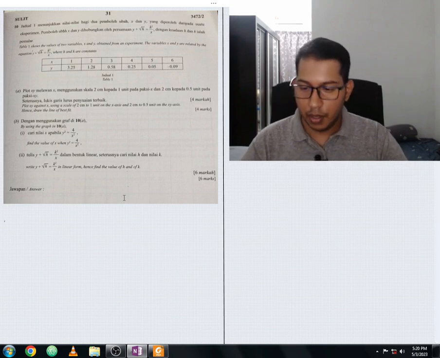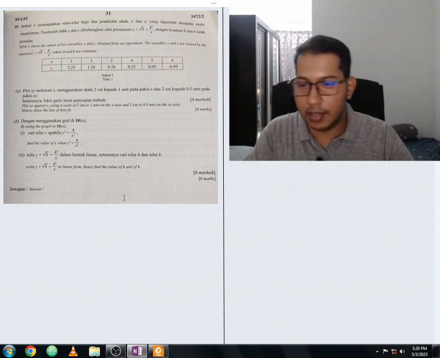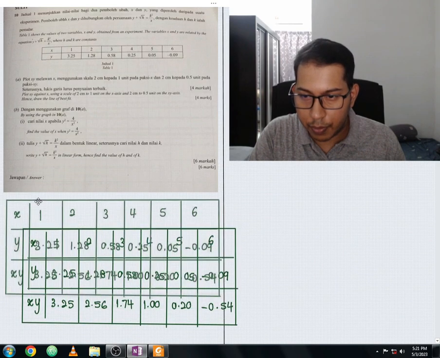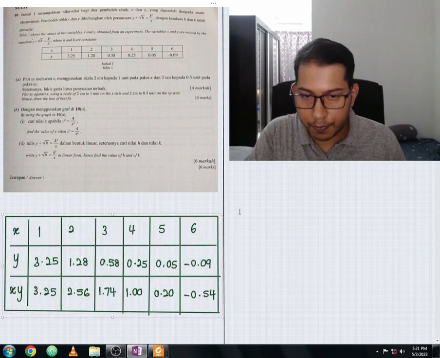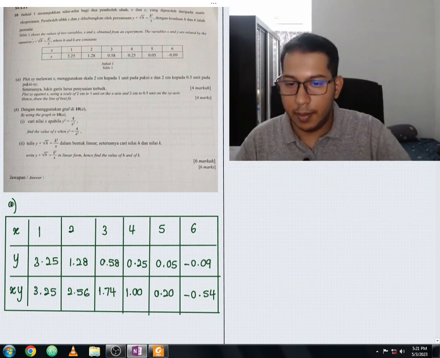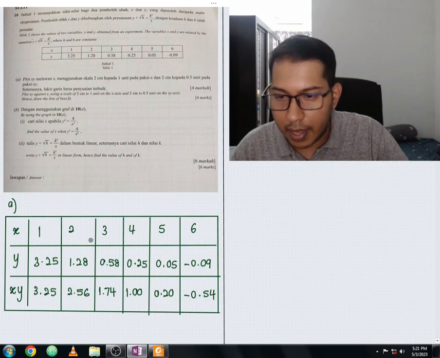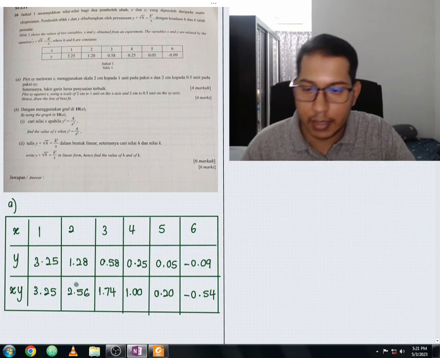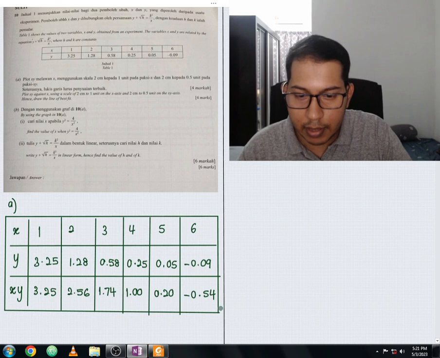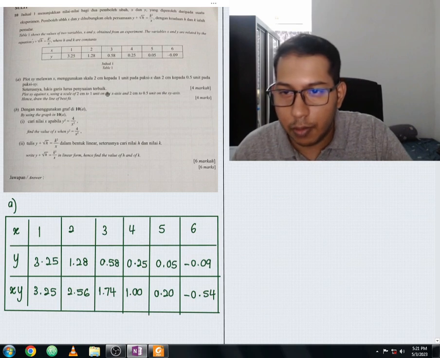For question 10 part A, we are required to plot the graph of xy versus x. By the way, I have already made the table over here, so let me paste this. So this is the table for our reference. In the first row over here, you can check that it's the x-axis. The second row consists of the y-axis, and the third one consists of the xy axis. So from here we have the data regarding x, y, and xy, and we can plot the graph by following the scale given by the question.